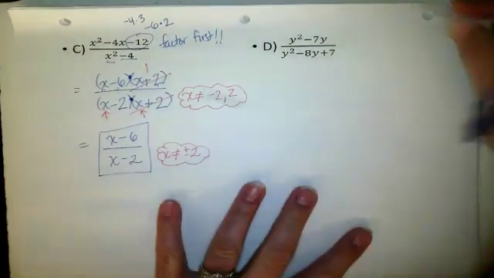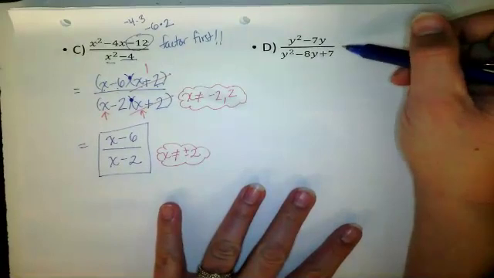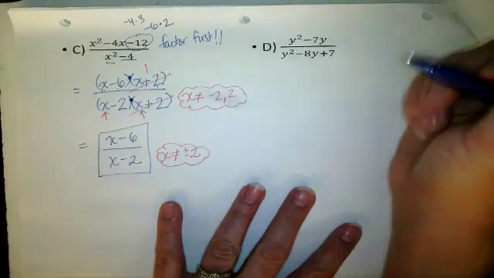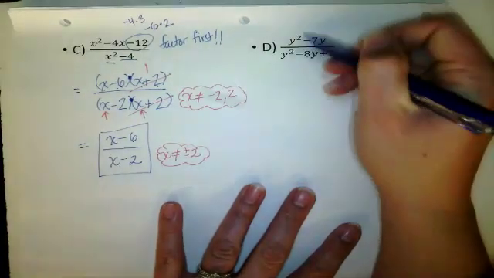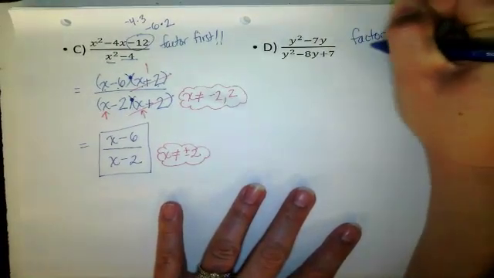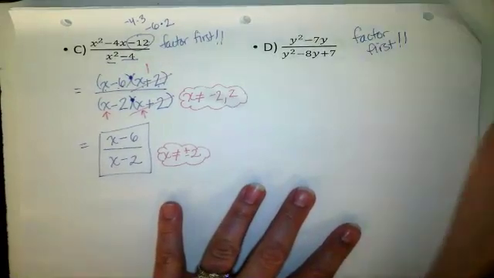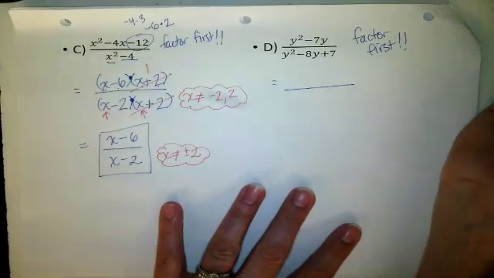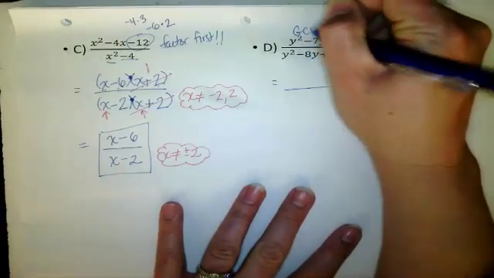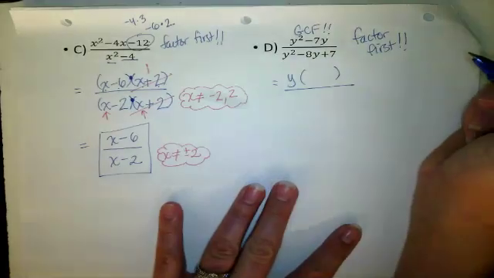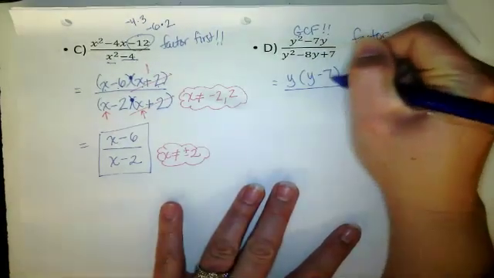Let's look at letter D. Y squared minus 7y over y squared minus 8y plus 7. Can we cross out the y squareds? No. What do you need to do? Factor first. All right, factoring first. What can we do with our numerator? GCF, greatest common factor. Very good. What do they have in common? A y. Good. What's left behind when you take out the y? Y minus 7. Very good.